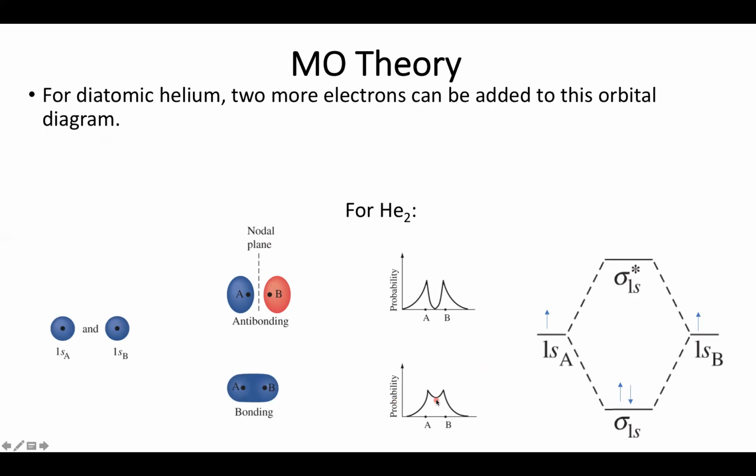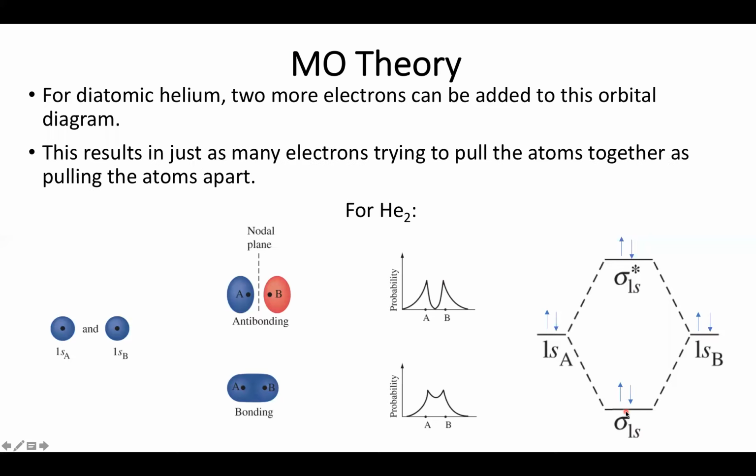Now, let's see what happens if I go to helium. So if I have two helium atoms that come together, now I have to add two more electrons to this diagram. Uh-oh, because those two electrons went into the anti-bonding orbital. So the bonding orbital is pulling the two atoms together. The anti-bonding is pulling the two atoms apart. So now I have just as many electrons trying to pull the molecule together as I have electrons trying to pull the atoms apart. And as a net result, there's no net force trying to bring these two atoms together.